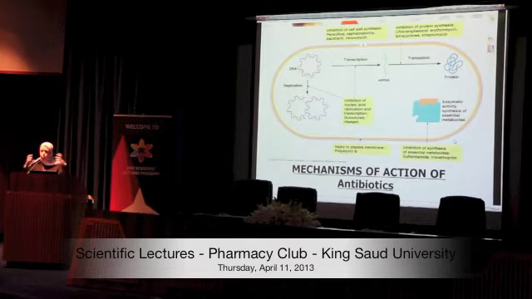Either they work on the two subunits of ribosomes, the 30S or 50S subunits, inhibiting protein synthesis. Chloramphenicol and erythromycin work on the 50S subunit, while the tetracyclines and streptomycin work on the 30S. Finally, some work on metabolism inside the cell, especially folic acid production, like the sulfonamides and trimethoprim.